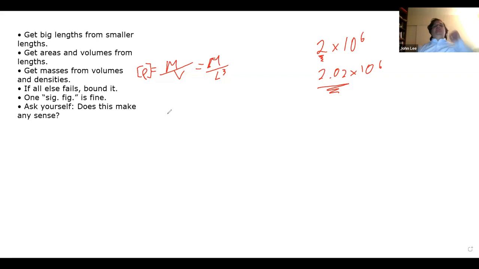And then when you get to the end of the question, ask yourself, does this make any sense? Does this have the right units? Is the mass that you're getting for the Earth bigger than the mass of the sun? In that case, it wouldn't make sense, so you would have to redo your estimation. So just ask yourself common sanity checks when you do the estimation.